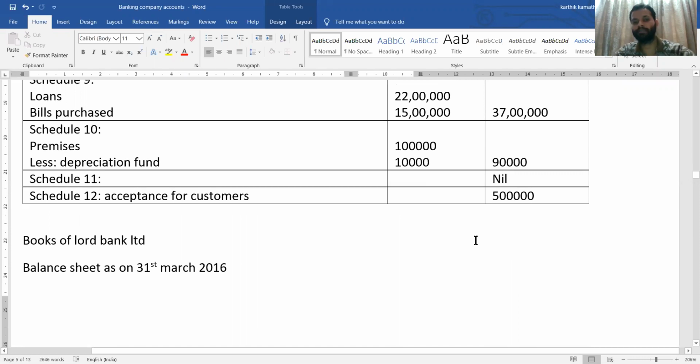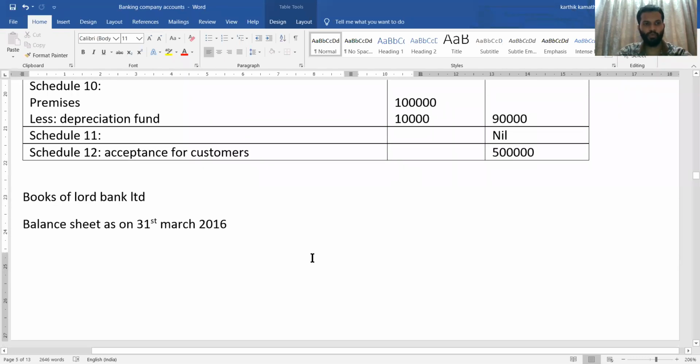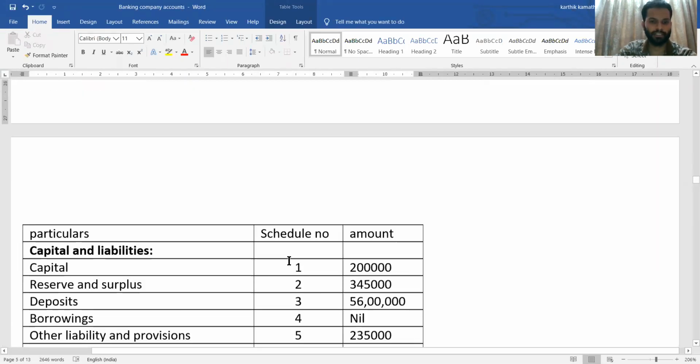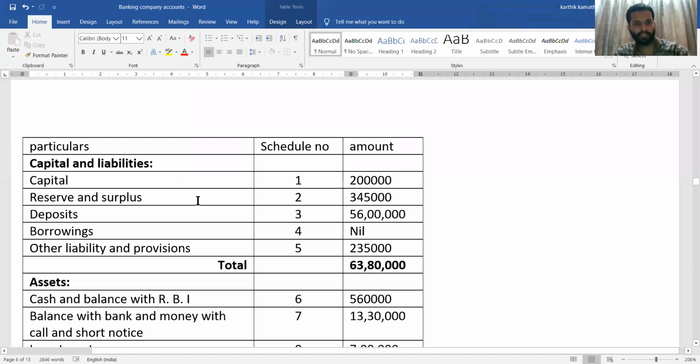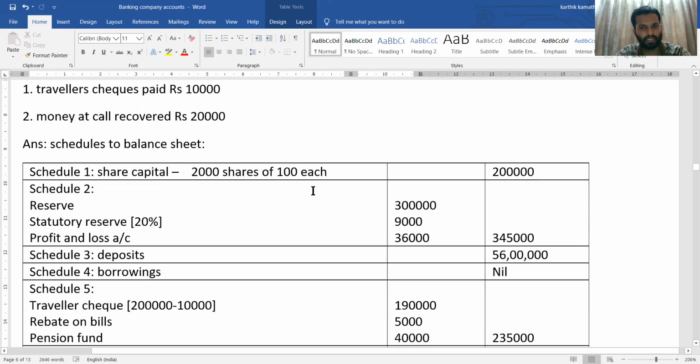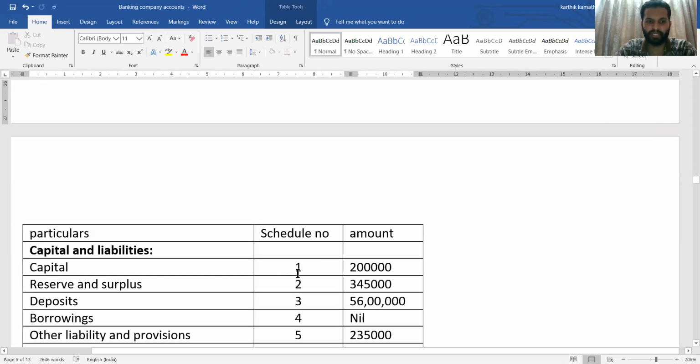Now after that, do the format of the balance sheet. Books of Lord Bank Limited, balance sheet as on 31st March 2016, after doing the 12 schedule working notes. Now this is the balance sheet format. Particulars, schedule number and amount. Under capital and liabilities, that is the liability side, there are 5 schedules. First schedule, capital, 2 lakh, because there is only one piece of information, share capital. You can see the working note total and write the amount directly. See this schedule number 1, 2 lakh.